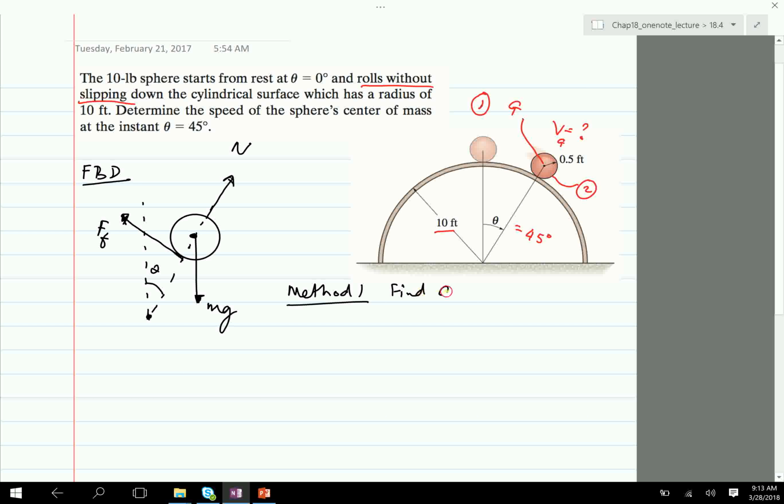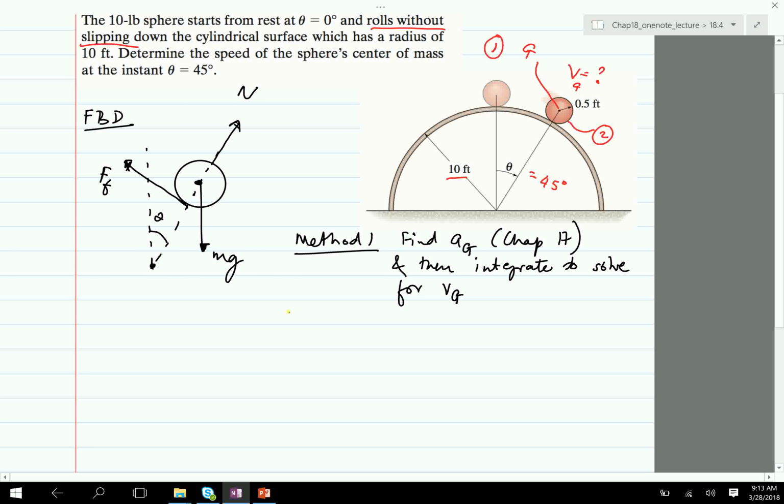One: find aG, which is something we did in chapter 17, and then integrate to solve for vG. You can try this at home.